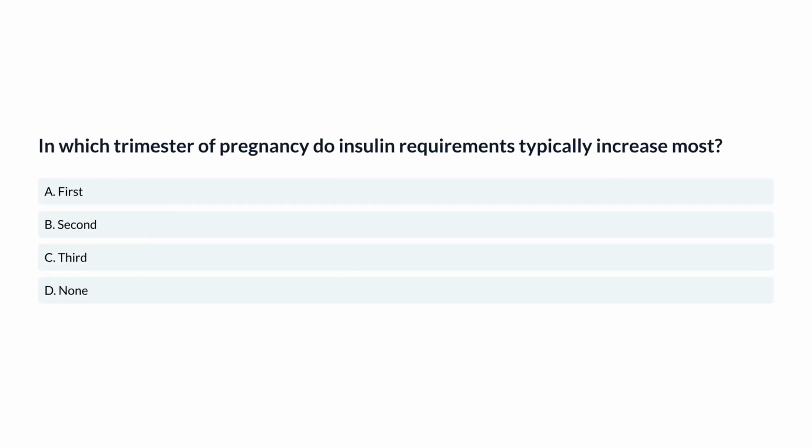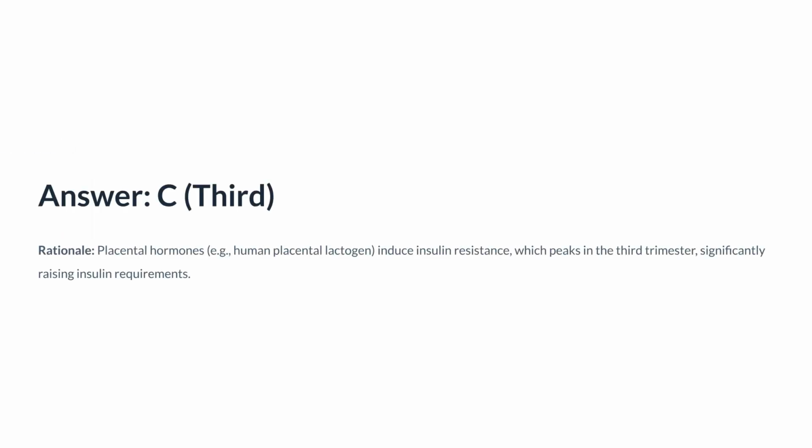In which trimester of pregnancy do insulin requirements typically increase most? The answer is C, third trimester. Placental hormones induce insulin resistance, peaking in the third trimester, and significantly raising the need for insulin.